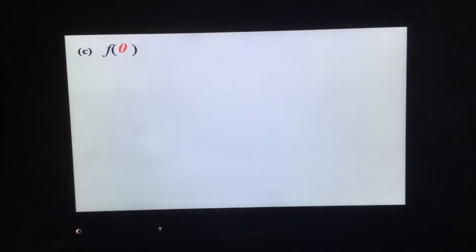C is f of 0. I want you guys to try this one on your own, and then we'll go over it. Give you guys a few seconds. Go ahead and do that.